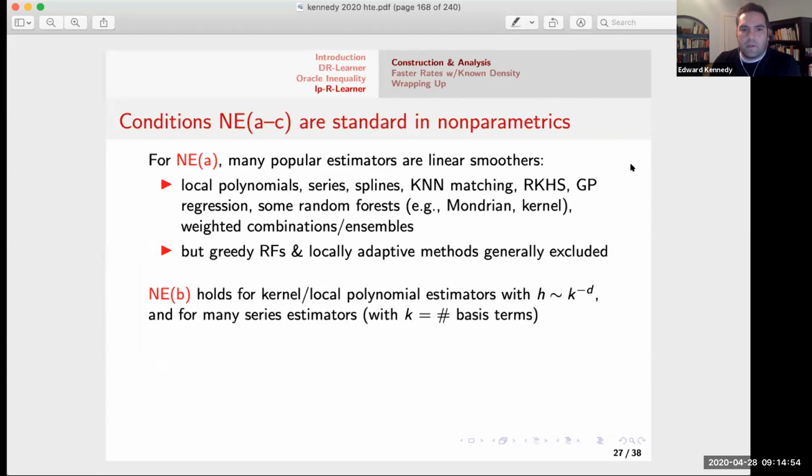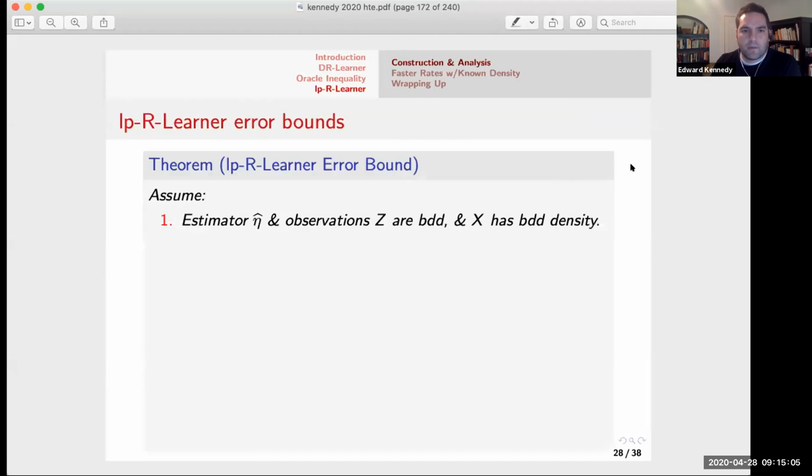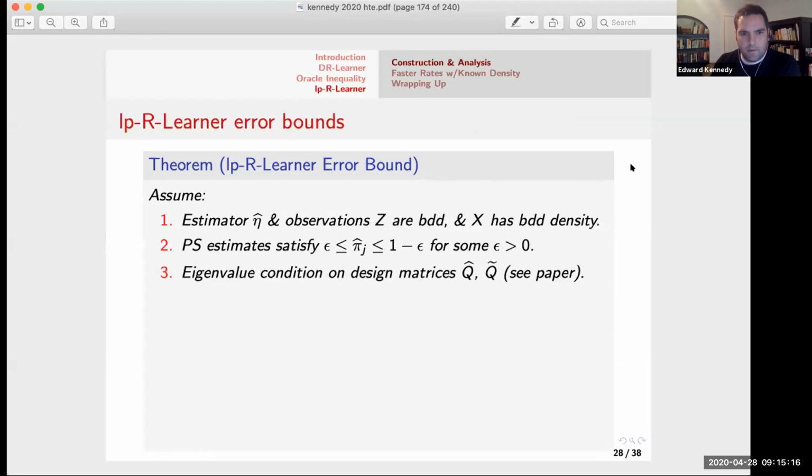The variance condition here holds, for example, for local polynomials and series estimators, standard series estimators. The bias as well, this holds under Holder conditions. These are all sort of standard setups. All right, so let's think about this first error bound for this procedure. I'm going to assume everything's bounded just to make my life easier. The propensity score is bounded as well. Got an eigenvalue condition here, which I'm not going to go into detail about, but it should hold for standard choices of tuning parameters.